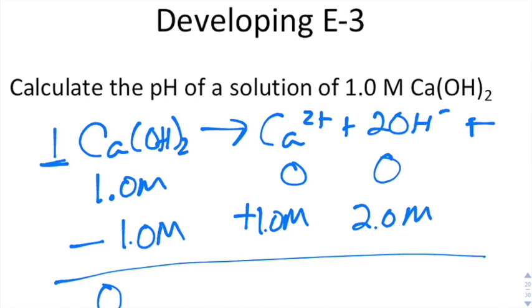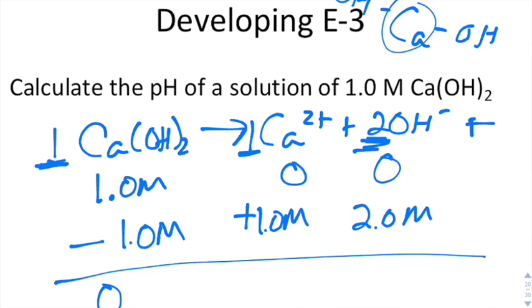Now, people always wonder, well, why does it produce 2 of that? If you look at the equation, this is a 1 to 1 to 2 relationship. For every calcium hydroxide that falls apart, yeah, there's 1 calcium, but you have two hydroxides. So because of that, if this changes 1, this will change 1, this will change 2. So you end up at 0. This becomes 1, this becomes 2. You have your numbers right here.